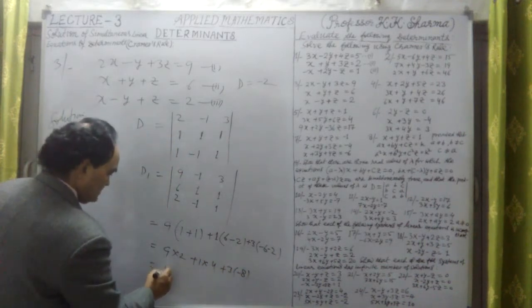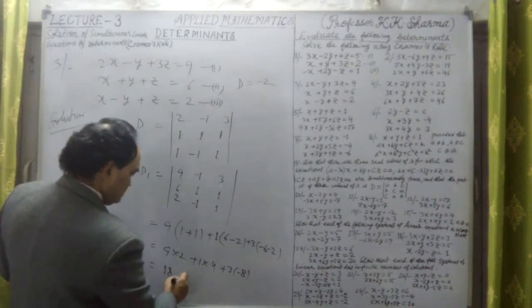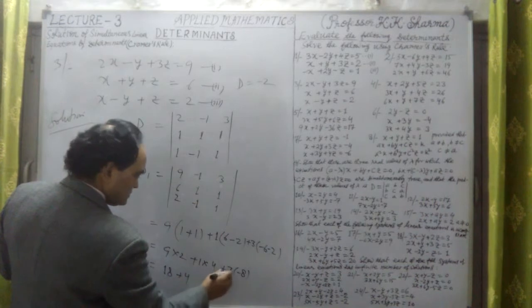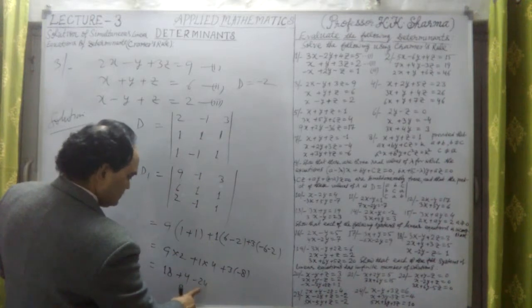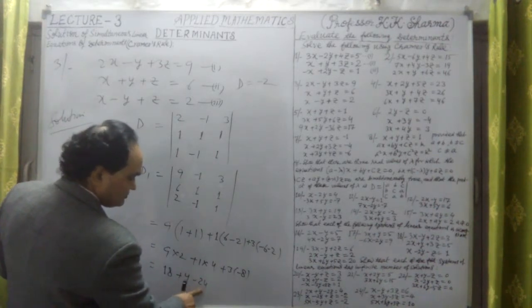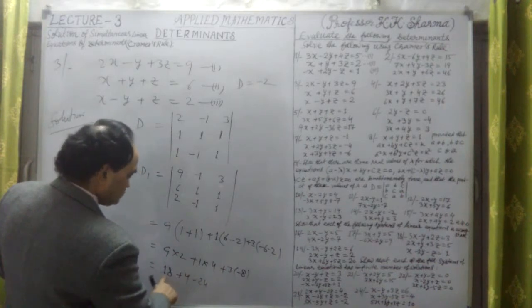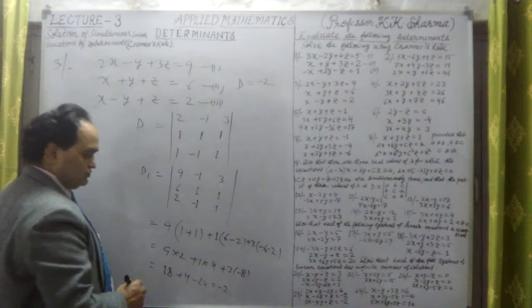This is plus 3 into minus 8. So we get here 9 into 2, 18. Plus 4 into 1, 4. 3 into minus 8 is minus 24. This is minus 24 and minus 20. Because this is minus 20. 4 minus 24 plus 4 and minus 24 is minus 20. Minus 20 plus 18 is minus 2. It is minus 2 here.